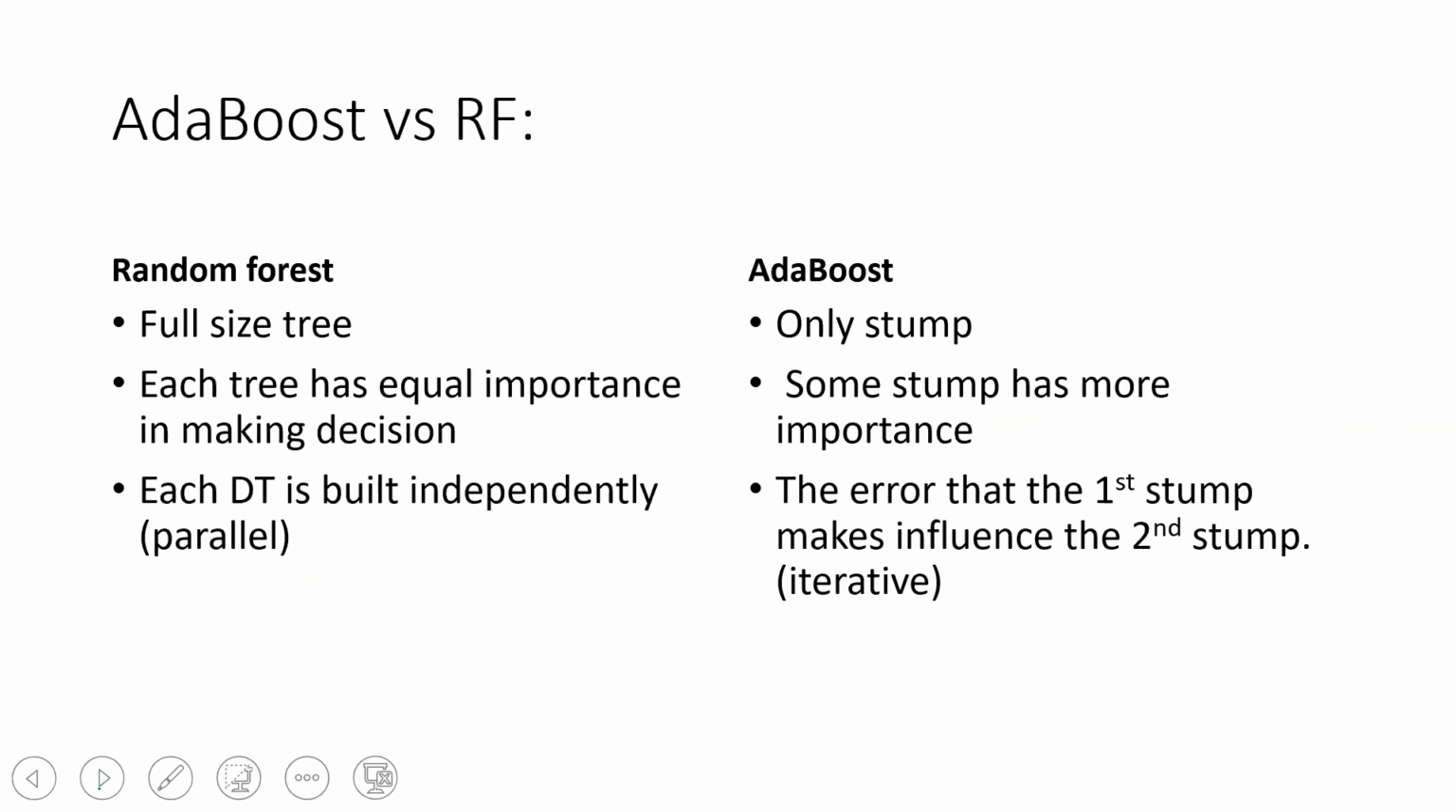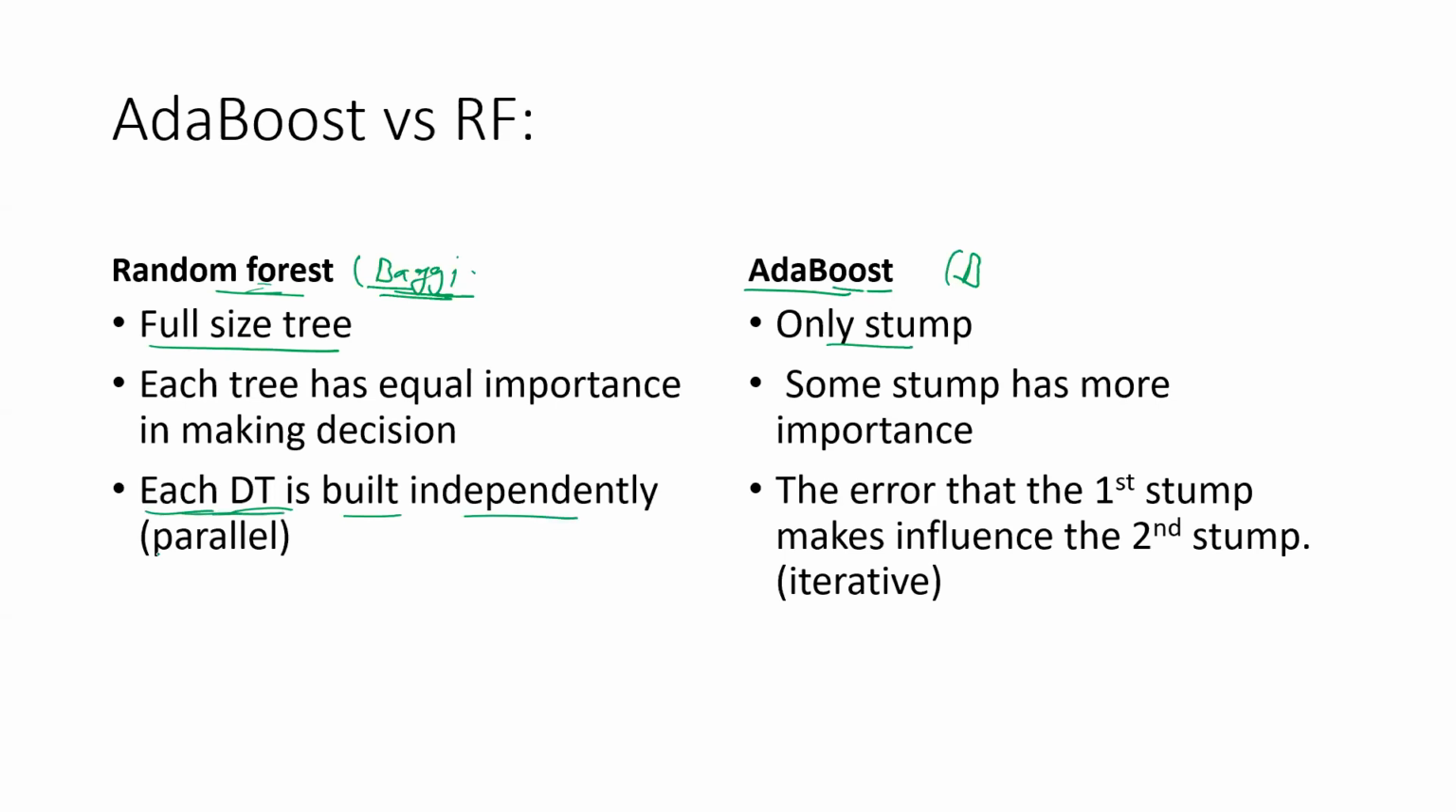Okay, so any doubts in AdaBoost? Okay, so what is the difference between random forest and AdaBoost? Remember, in random forest we grow full-size trees, but in the case of AdaBoost we only create stumps, right? Random forest is the bagging algorithm, while AdaBoost is the boosting algorithm. So here each decision tree can be built independently. It means the learning procedure can go in parallel.